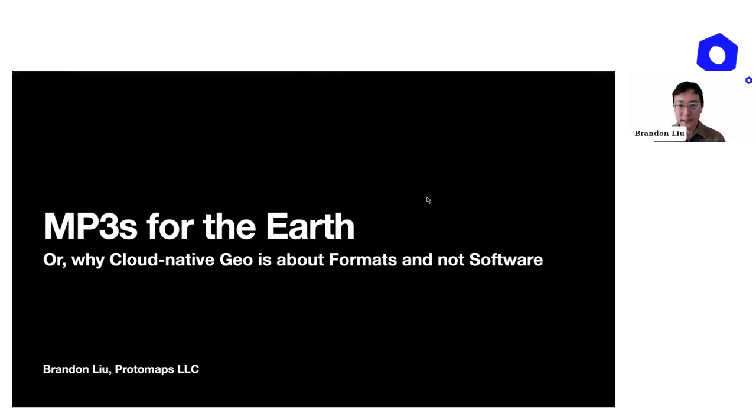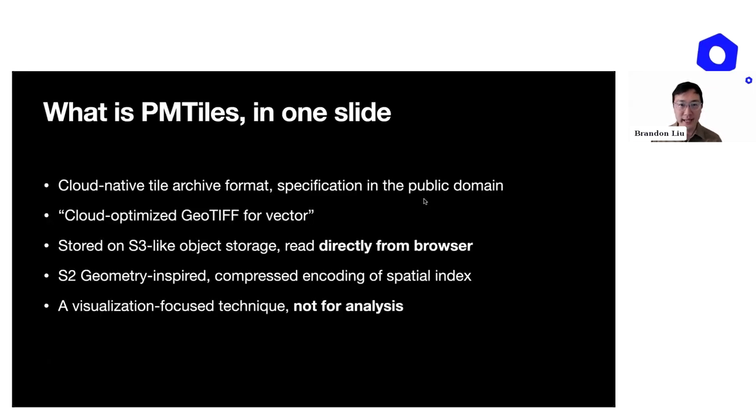So, a quick intro to what PMTiles is in one slide. It is a tile archive format. So it does not store entire features. It splits them into tiles. And that is specifically for visualization in multiple resolutions. So for making things like Slippy maps that you can zoom and pan around. And PMTiles is an open spec in the public domain. You can think about it a lot like COG for vector.